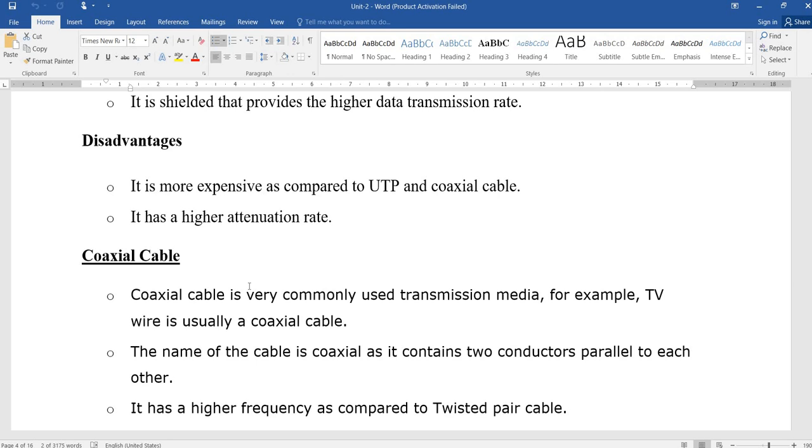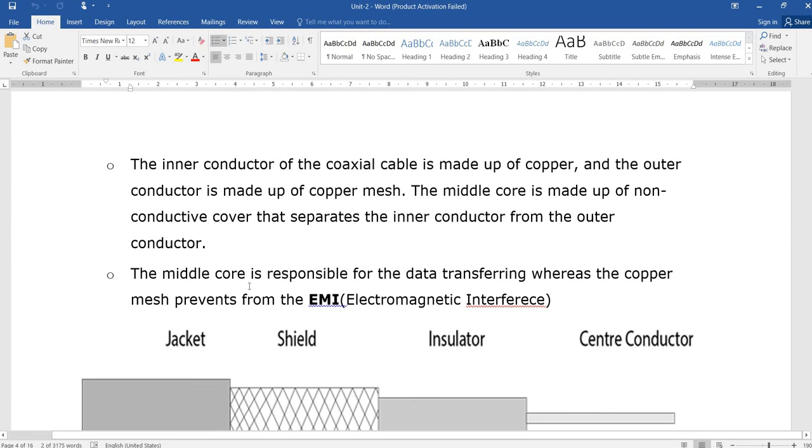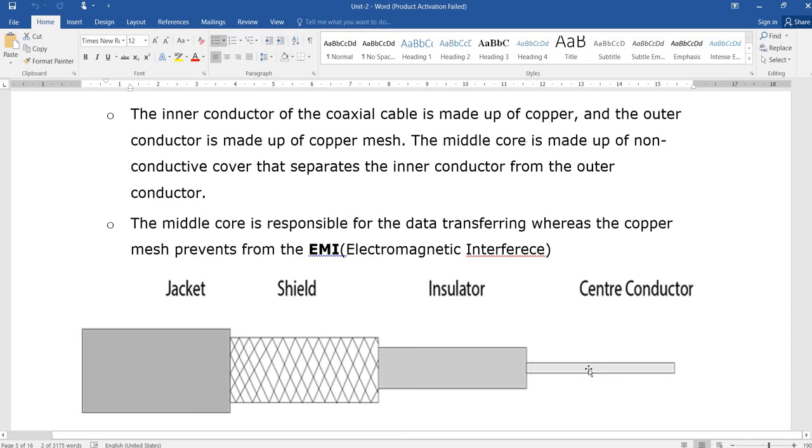The cable is called coaxial cable, and it contains two conductors parallel to each other. It can carry a higher frequency as compared to twisted pair, so we can transmit over longer distances with higher attenuation tolerance. The inner conductor of the coaxial cable is made of copper, and the outer core is made of copper mesh. So here we have a shield of copper mesh.